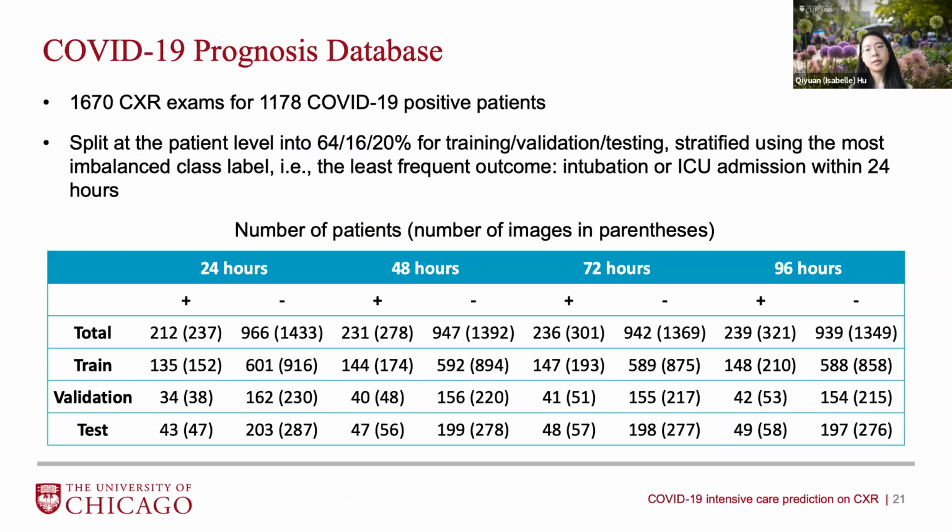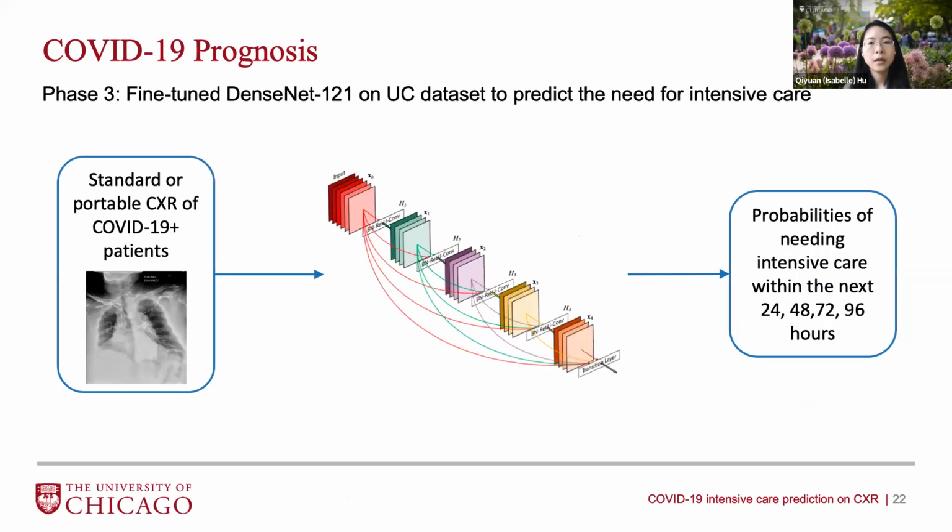So the method we developed for COVID-19 diagnosis was translatable to prognosis tasks. So we predicted patients' needs for intensive care within the next 1 day, 2 days, 3 days, and 4 days from when the CXR exam was acquired. To do that, we followed the learning curriculum in 3 phases and changed the final step to a multi-label classification to predict probabilities for the 4 classes that we just mentioned.